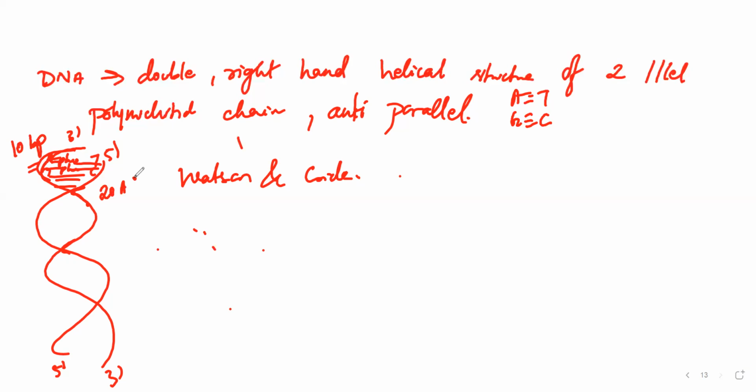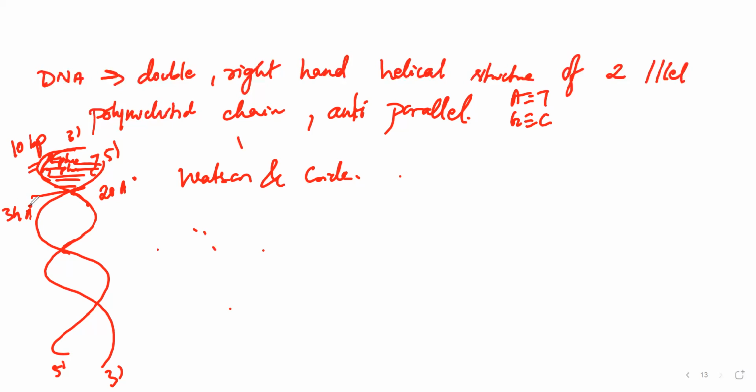Okay, and one turn, if it is completing over here, it is 34 angstrom. Plus it has what? 10 base pair. So these are the first feature of the DNA strand. The second one is what? Whatever these two strands are there, when they are in the clockwise direction, what is the form of them? A right-handed helical. But the arrangement which they have is the anti-parallel.